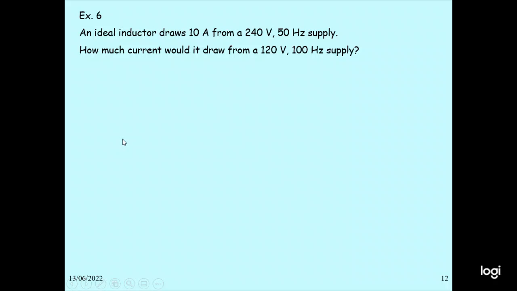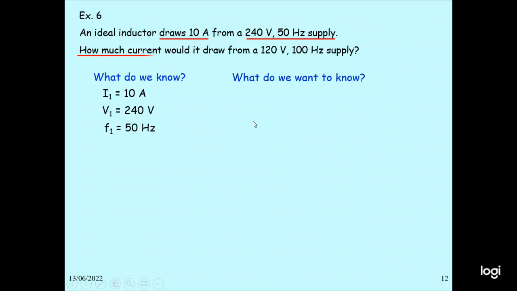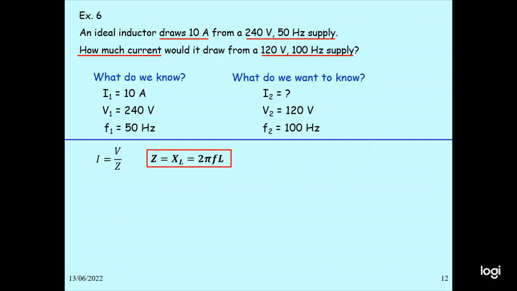The next problem is an inductor draws 10 ampere from the 240 volt 50 hertz supply. How much current would it draw from the 120 volt 100 hertz supply? What do we know is that I1 is 10 ampere, V1 240 volt, f1 is 50 hertz. What do we want to know? I2 is to determine, V2 120 volt, f2 100 hertz. So in this case, I equal to V by Z. Z equal to XL equal to 2πfL.